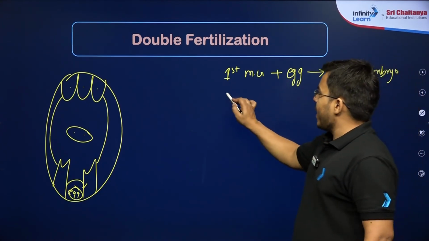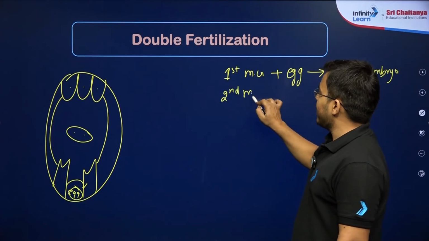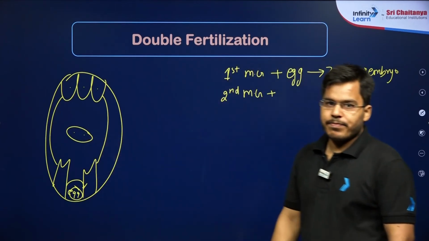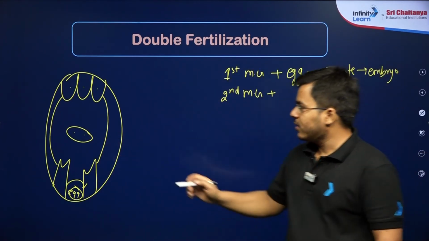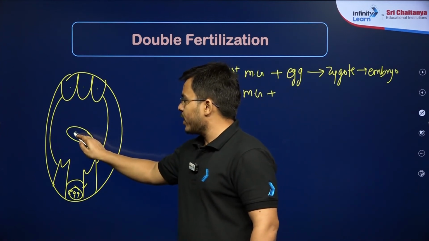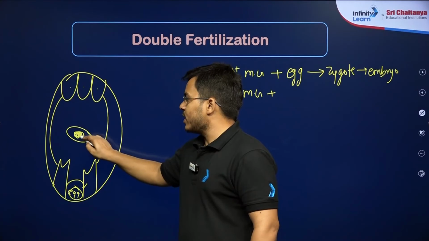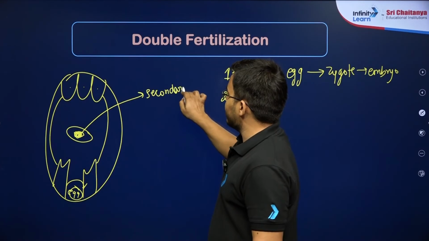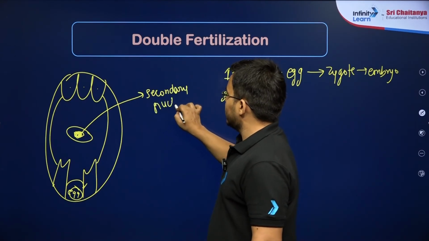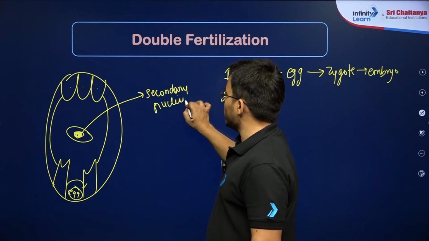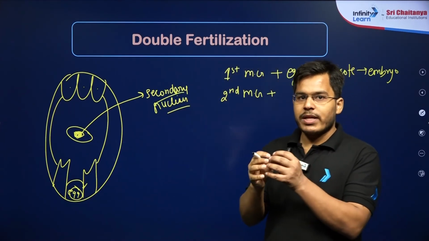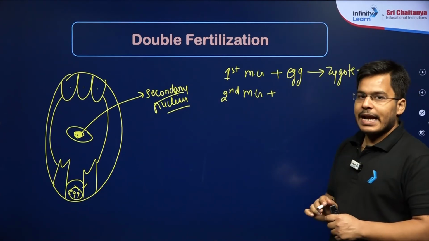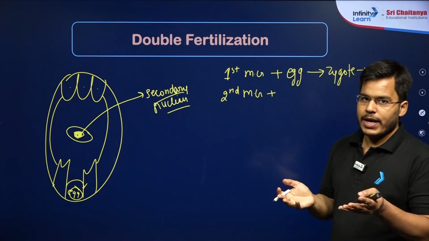Second male gamete, students, will be fusing with the polar nuclei. The polar nuclei actually combine together later, forming a big nucleus that we call the secondary nucleus. So both polar nuclei fuse together and form a secondary nucleus. So this second male gamete will be fusing with this secondary nucleus, or you can also say the two polar nuclei.